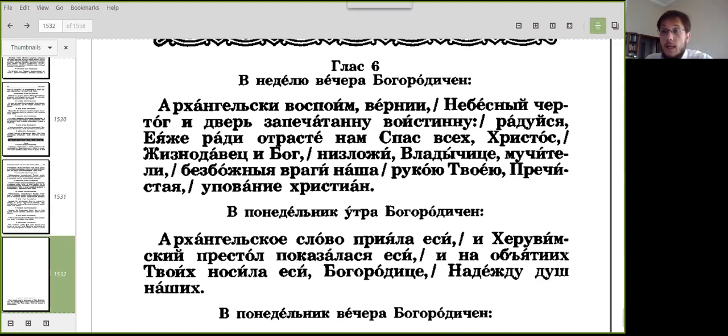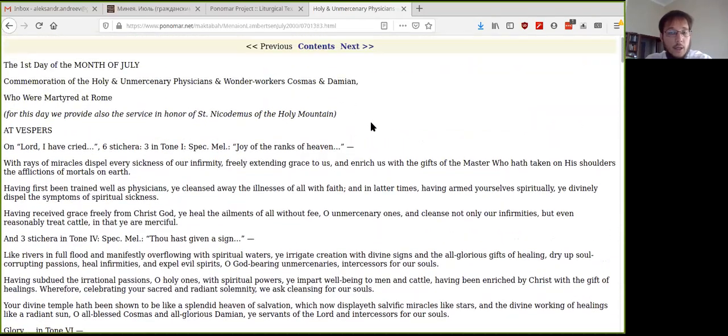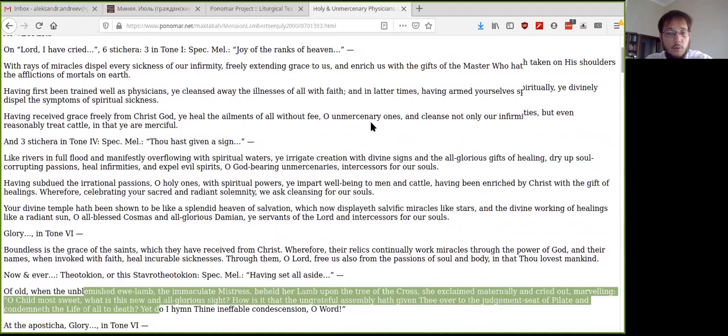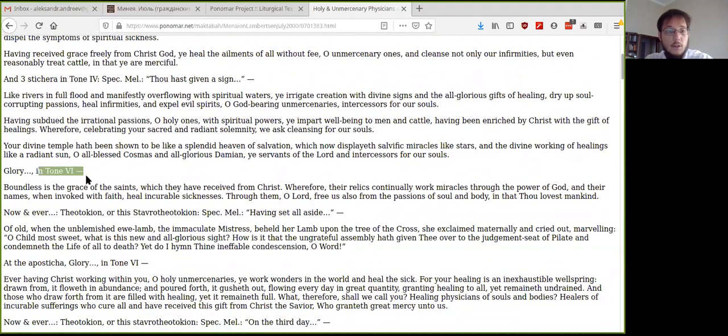So let's do the same exercise now in English. Same exercise, but in English. So take a look again at the English Menaion. Here's the English Menaion. We've got one, two, three stikira, one, two, three second set of stikira, glory. There's a doxastikon in tone 6. Now and ever, Theotokion or the Stavrotheotokion. So it doesn't give us the Theotokion.